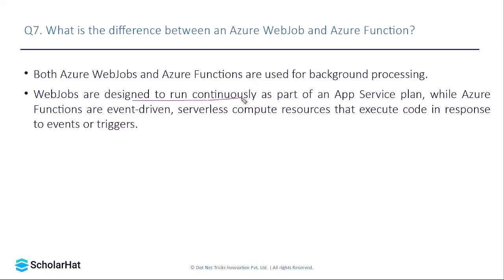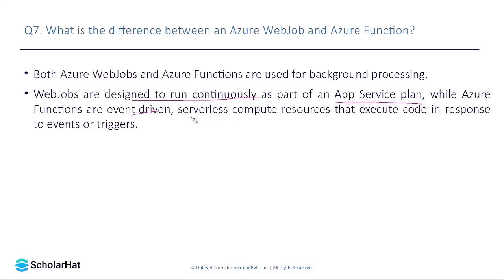When you use a web job, it would run continuously as a part of app service plan. There would be no drop or no downtime of this web job, whereas Azure functions are event driven. Now, what exactly is event driven? We have already understood this in the previous slides, and we will discuss this in the next slide as well. But as a part of this slide, Azure functions are event driven, and they are different from web jobs because a web job runs continuously, whereas Azure function runs on an event driven basis whenever something happens on a particular queue or storage account.